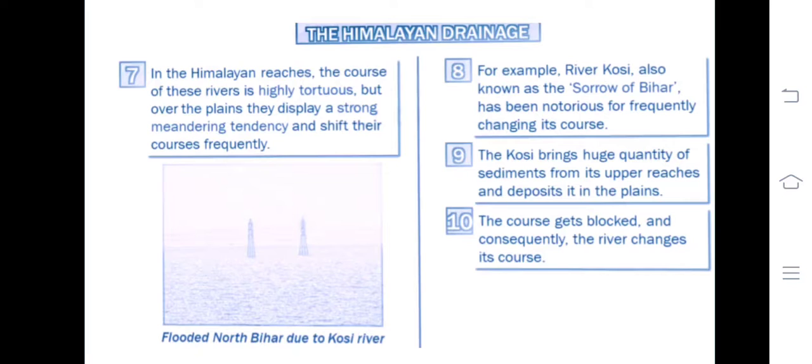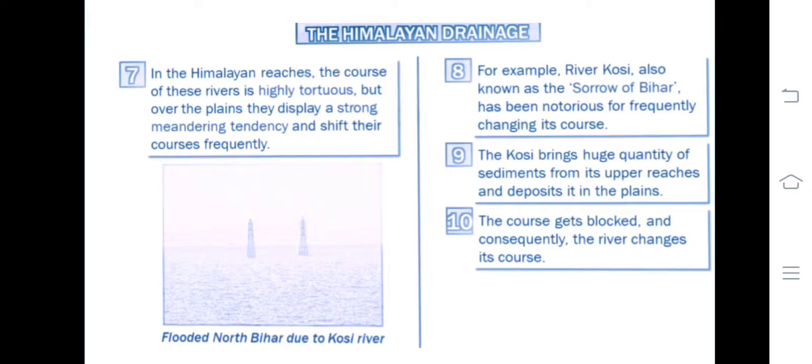Over the plains they display a strong migratory tendency and shift their courses frequently. But in the Himalayas you can't change their courses. Because of the land structure, the Kosi became the sorrow of Bihar, and the Damodar also became a sorrow. Had they been in the Himalayas, there would have been no problem, because the Himalayas are great mountains. You have to follow a certain pattern; you can't go for meandering.